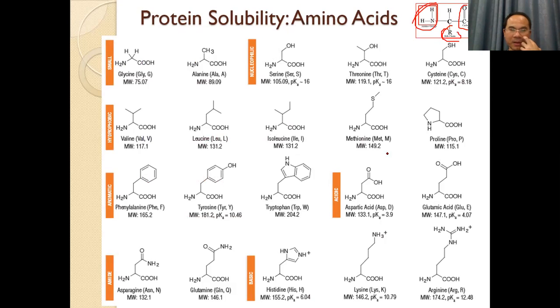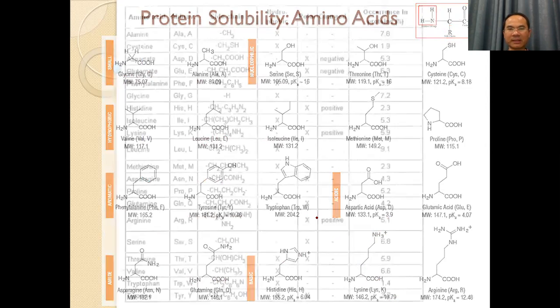This is an example of the essential amino acids. We have glycine. Glycine is a simple amino acid. There is no side chain for glycine. There's also lysine, which has an ammonium group like this.